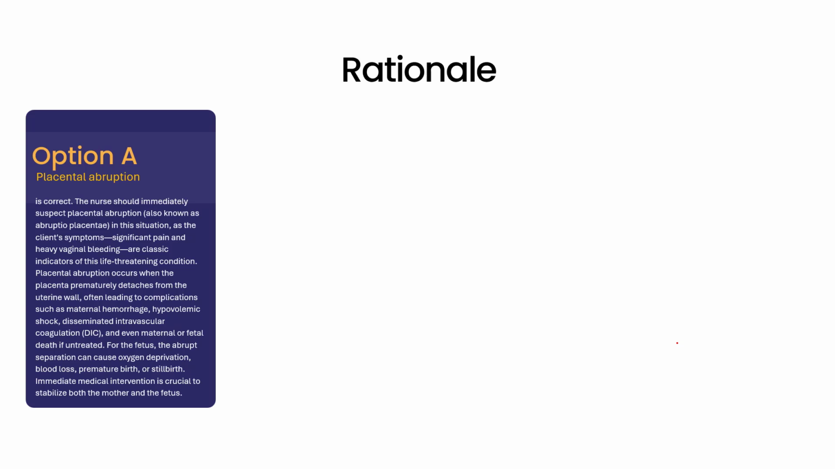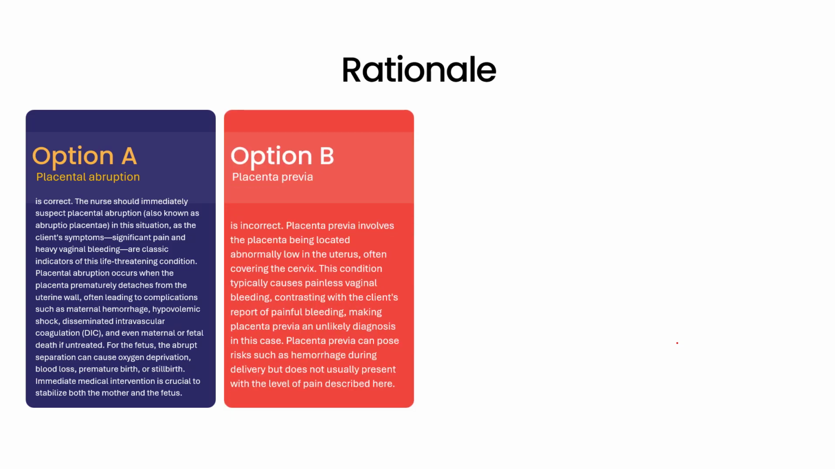B is incorrect. Placenta previa involves the placenta being located abnormally low in the uterus, often covering the cervix. This condition typically causes painless vaginal bleeding, contrasting with the client's report of painful bleeding, making placenta previa an unlikely diagnosis in this case. Placenta previa can pose risks such as hemorrhage during delivery, but does not usually present with the level of pain described here.